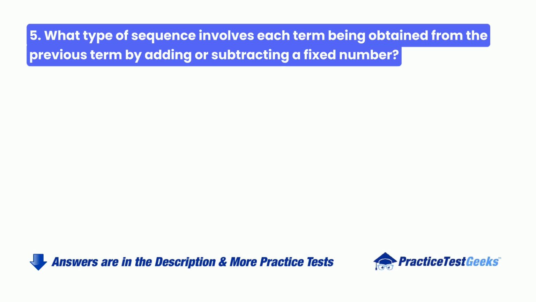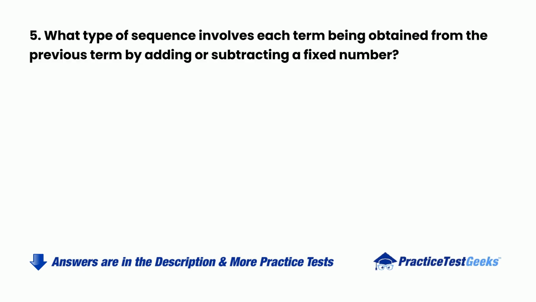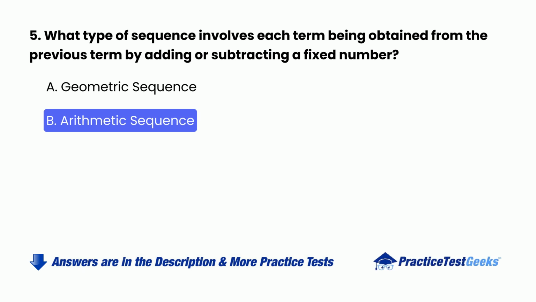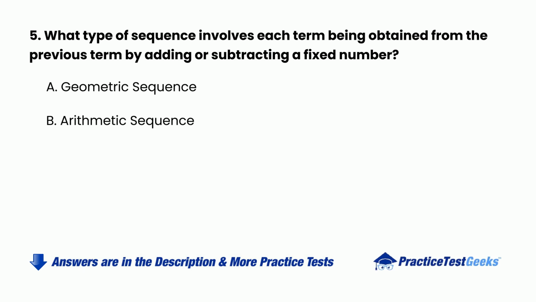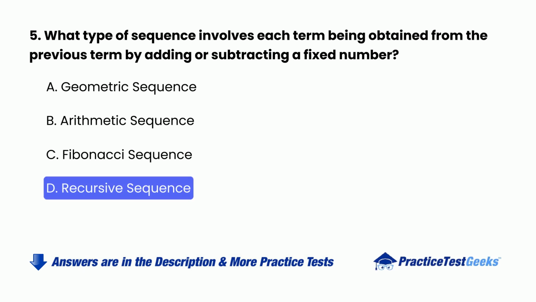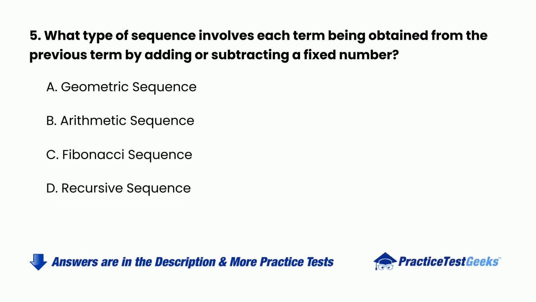5. What type of sequence involves each term being obtained from the previous term by adding or subtracting a fixed number? A. Geometric sequence. B. Arithmetic sequence. C. Fibonacci sequence. D. Recursive sequence.